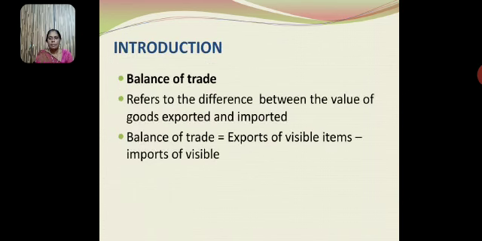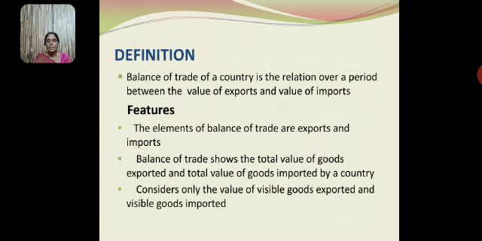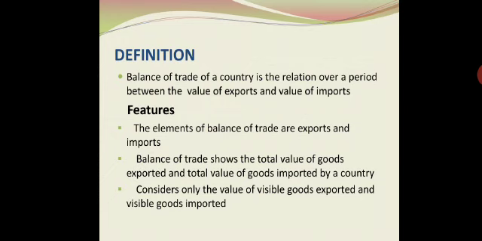Introduction. First, you have to see the balance of trade. Balance of trade is nothing but the difference between the value of goods exported and imported. So, the balance of trade is equal to exports of visible items minus imports of visible items. Definition: the balance of trade of a country is the relation over a period between the value of exports and the value of imports. This is the definition for balance of trade.